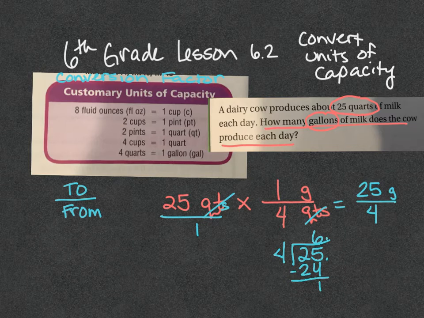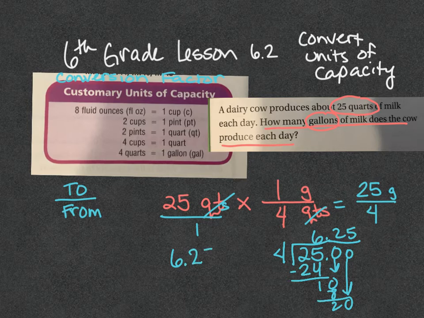I'll do it as a decimal. 4 goes into 10 2 times, with 2 left over. Throw a 0 down. 4 into 10 5 times. My answer is 6.25 gallons is how much milk the cow produces each day.